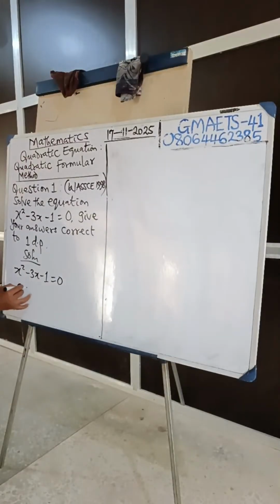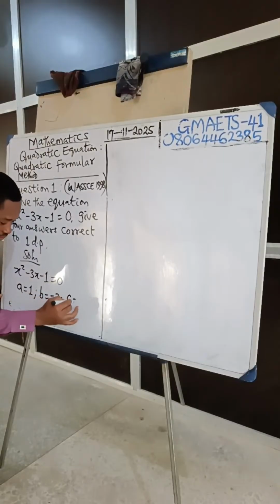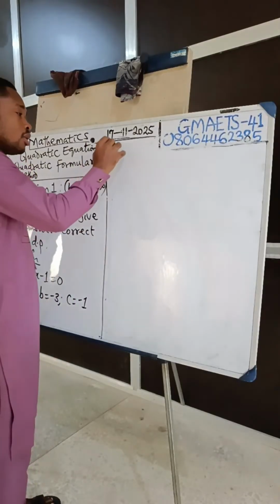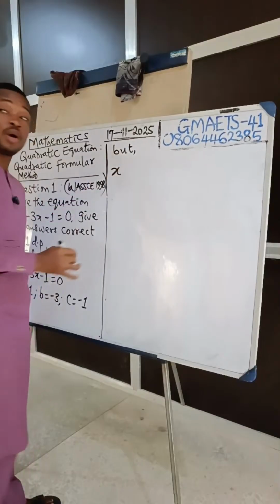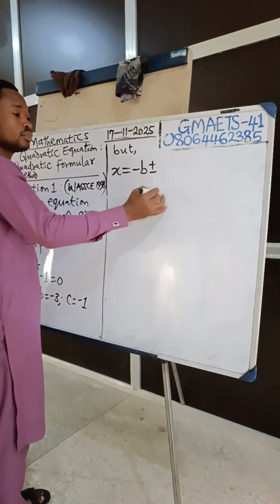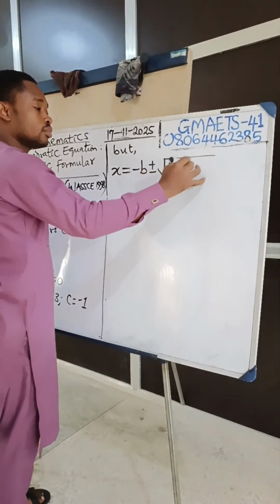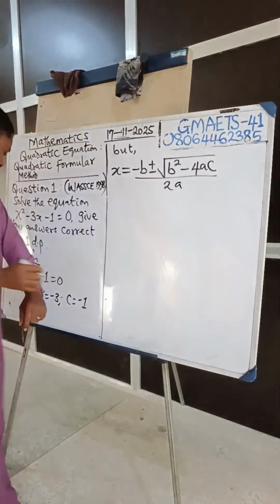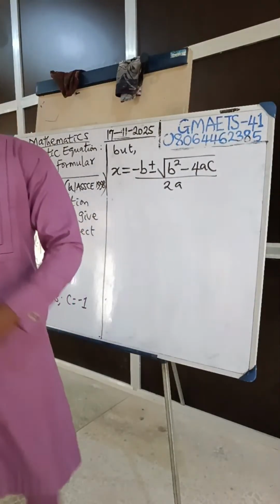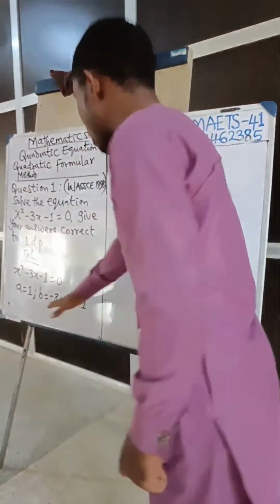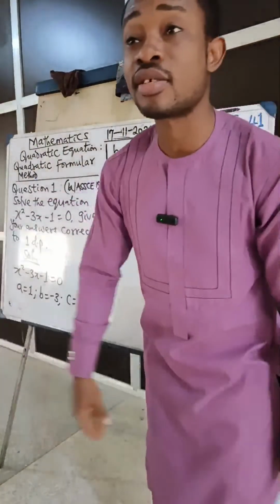Therefore, a is equal to 1. Now what is your b? b is -3. What is your c? -1. Now we shall use our quadratic formula. From the quadratic formula, x is equal to minus b plus or minus square root of b squared minus 4ac, all over 2a. Correct. Now you have a formula. Once you are given a formula, the formula will be your guide. And you know the values of the things in the formula, so what do you do next? Substitute.